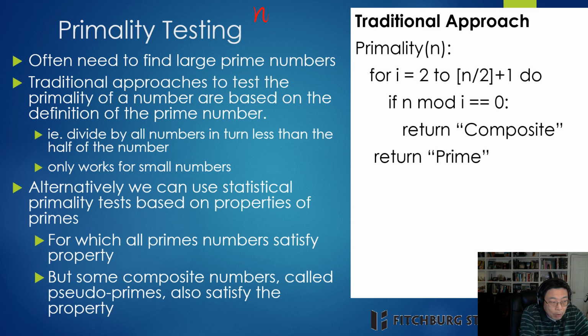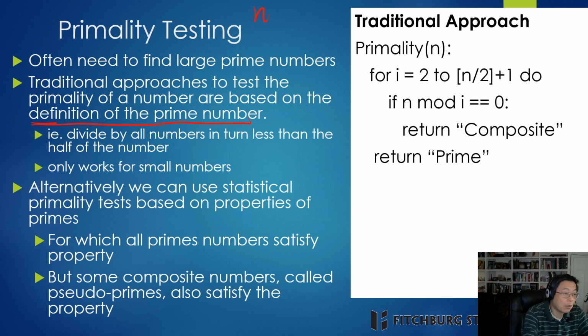Traditional approaches are based on the definition of a prime number. That means we divide n by any number smaller than n. If none of these numbers can divide n, then n is a prime number.